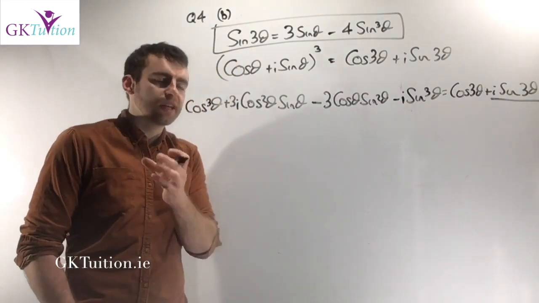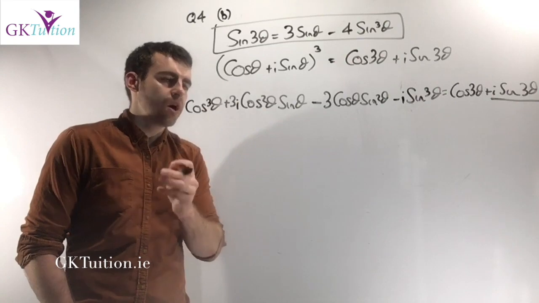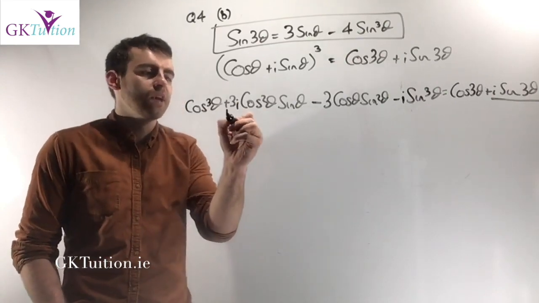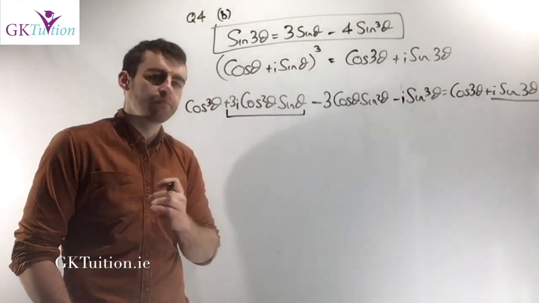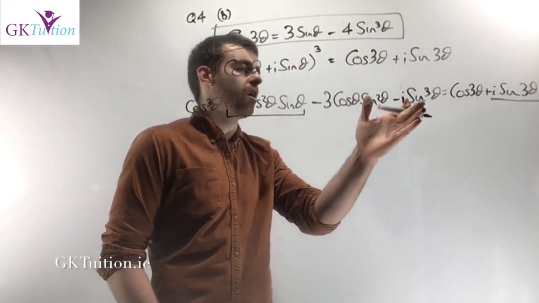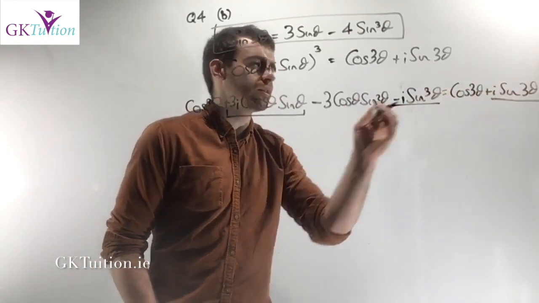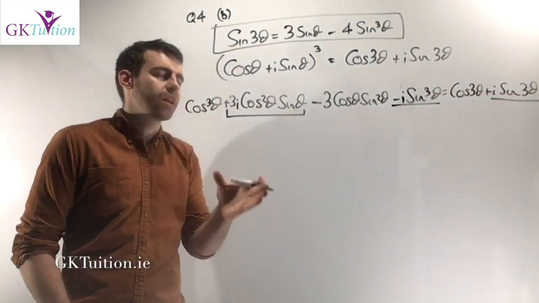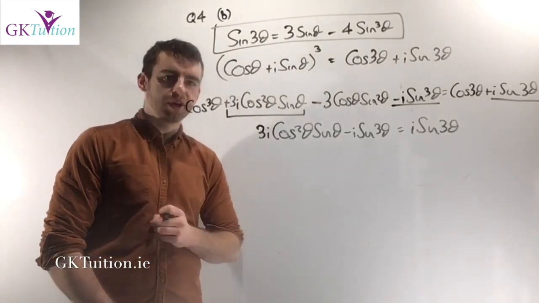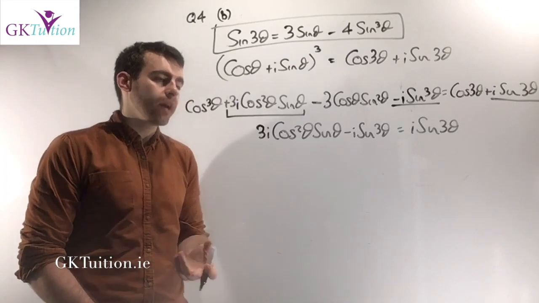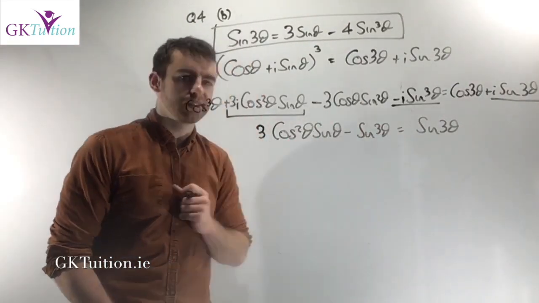What I can do now is let the imaginary terms on the left equal the imaginary terms on the right. I have 2 imaginary terms on the left. My second term worked out as 3i cos²θ sin θ. My last term ended up as minus i sin³θ. I can let these 2 imaginary numbers equal this, and it'll be relatively easy for me to get from there to here. So there are 2 imaginary terms on the left, 1 imaginary term on the right. I can just say that I'm dividing everything by i, or in other words, I can just ignore my i's now.